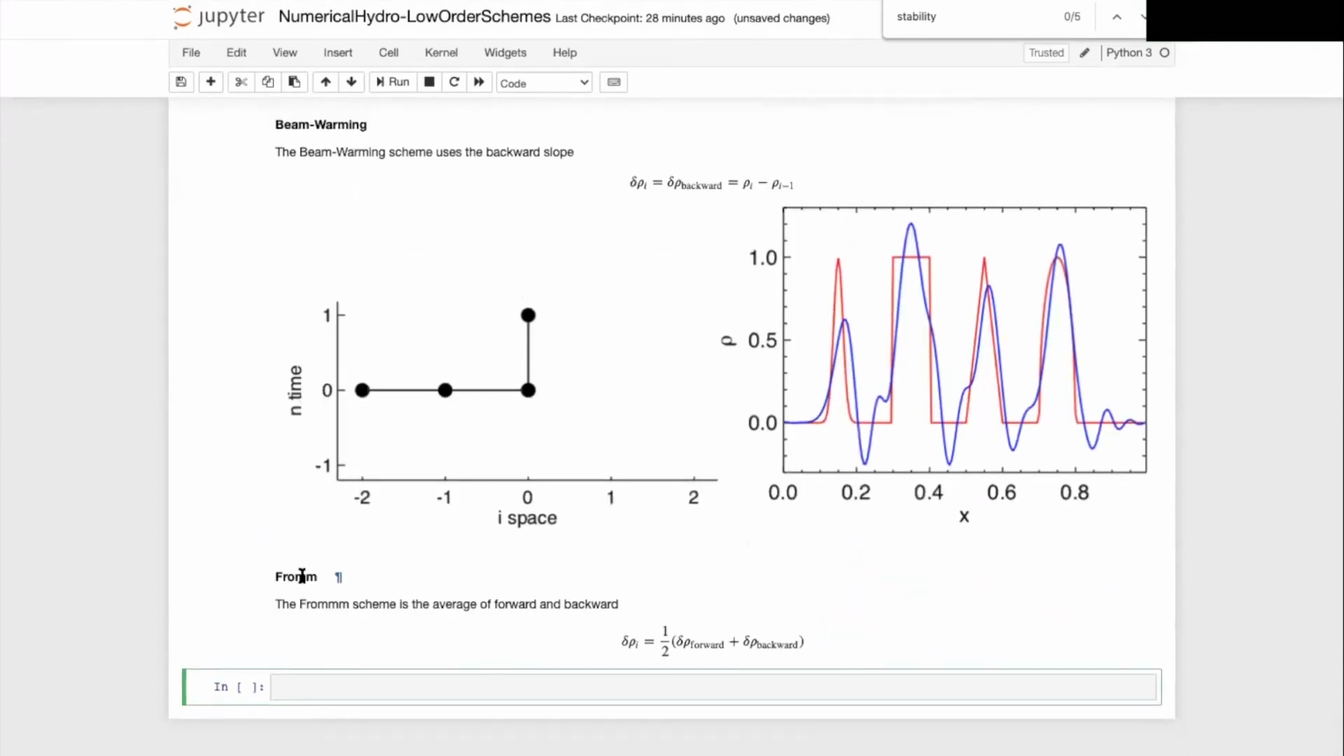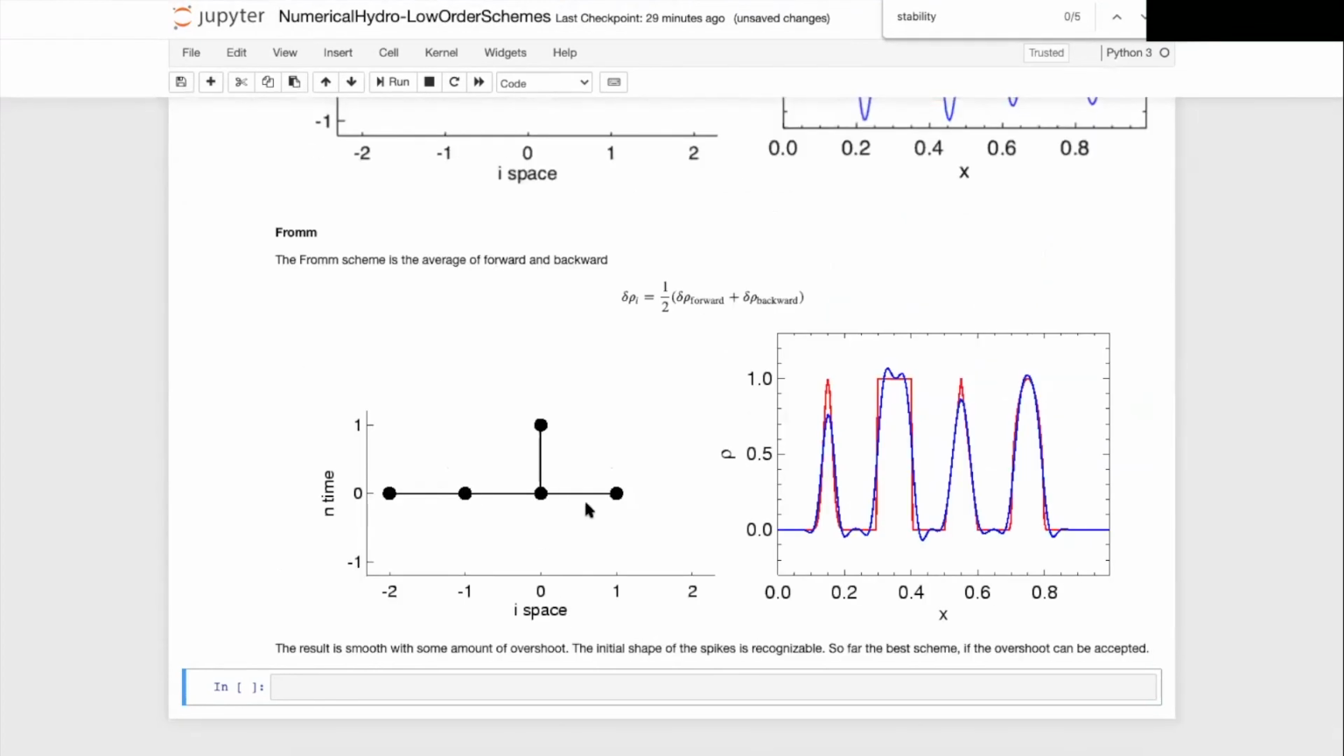And finally, we have the Fromm scheme. The Fromm scheme is the average of the forward and backward, so the average of the Lax-Wendroff and the beam warming schemes. You end up with a scheme then that depends on the two first upwind points and the first downwind point. The result after one period is shown here.